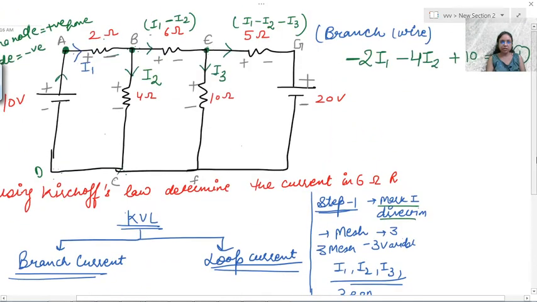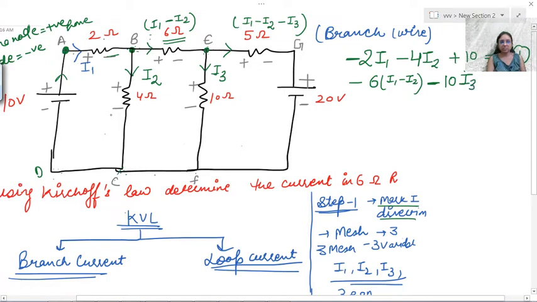So you are moving from B to A. Again you need to take the second sign, minus 6. And how much is the current flowing in the 6 ohm branch? That is I1 minus I2. Okay, now you are moving from E to F. You need to take the second sign, that is minus 10. How much current? I3. F to C, nothing is there, leave that.